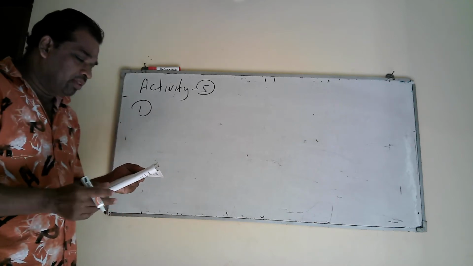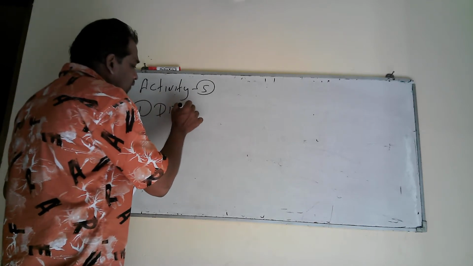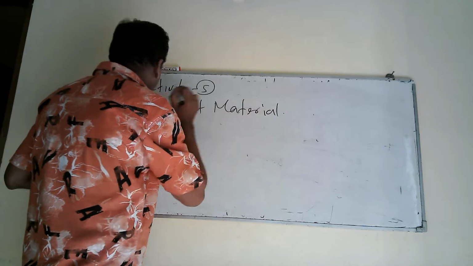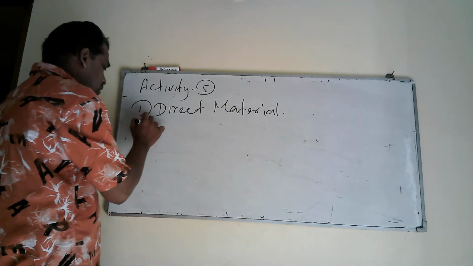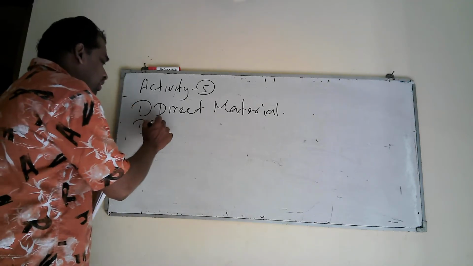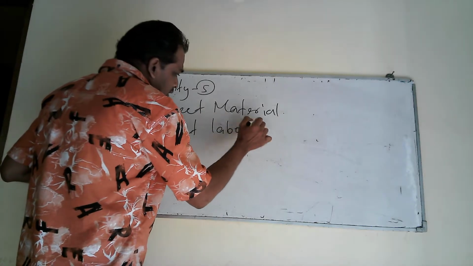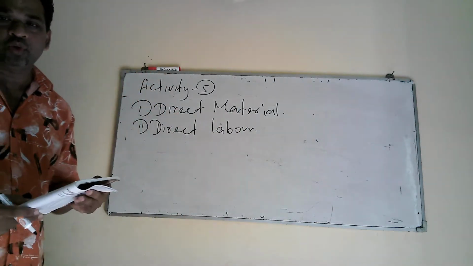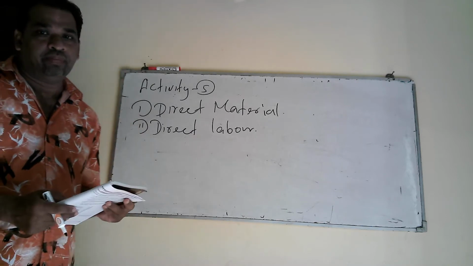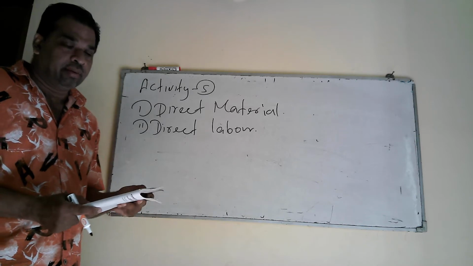Cost of leather and thread, it is direct material. Roman number 2, salaries for the shoemaker. That is direct labor. He is directly involved in the production process. Therefore, the payment made to the shoemaker comes under direct labor cost.